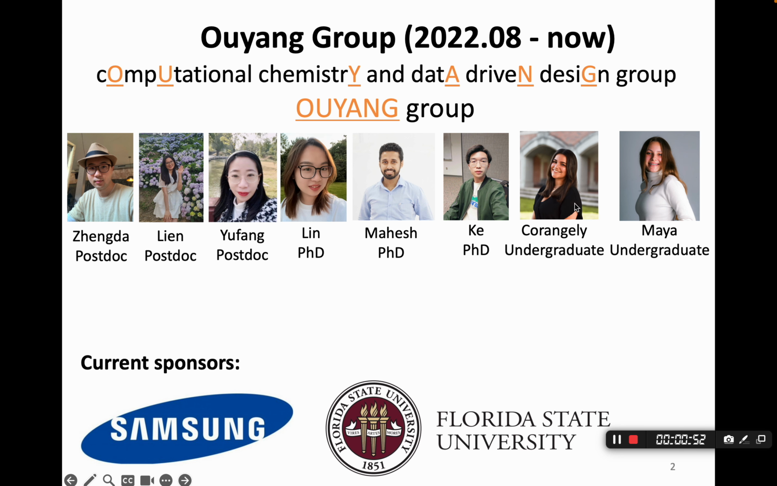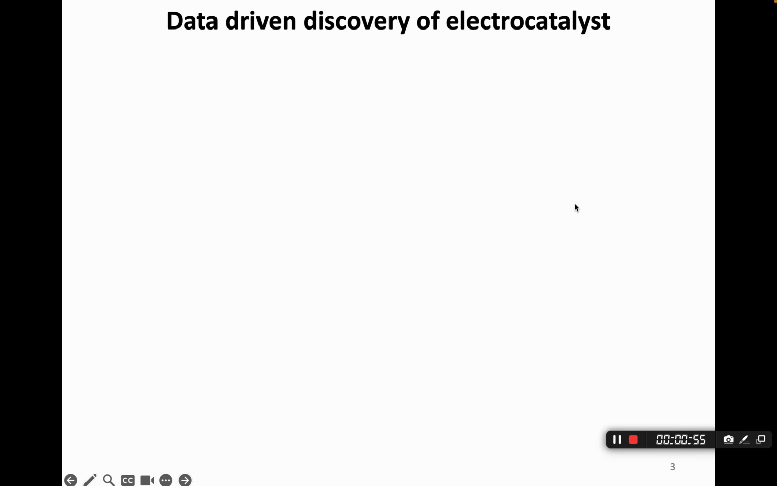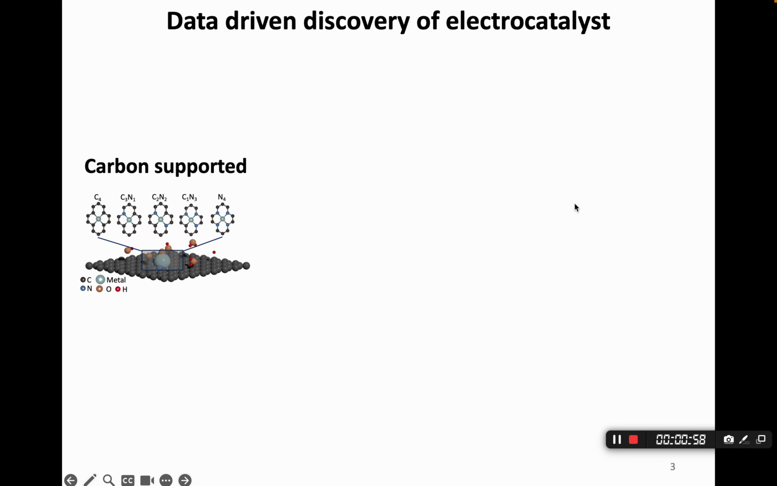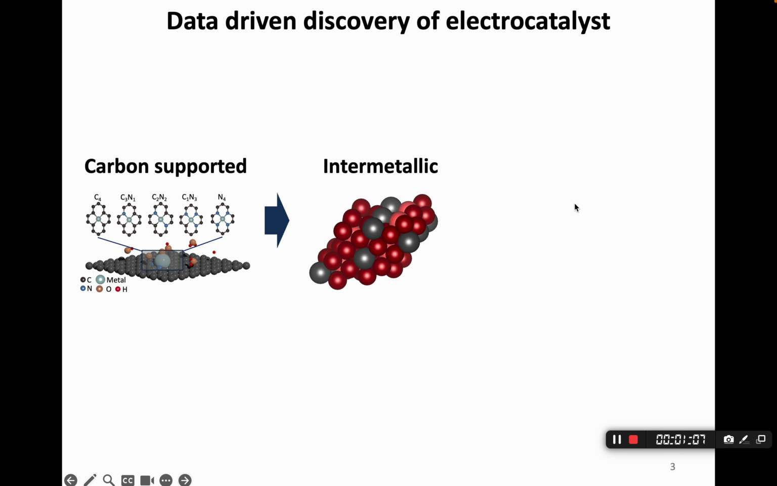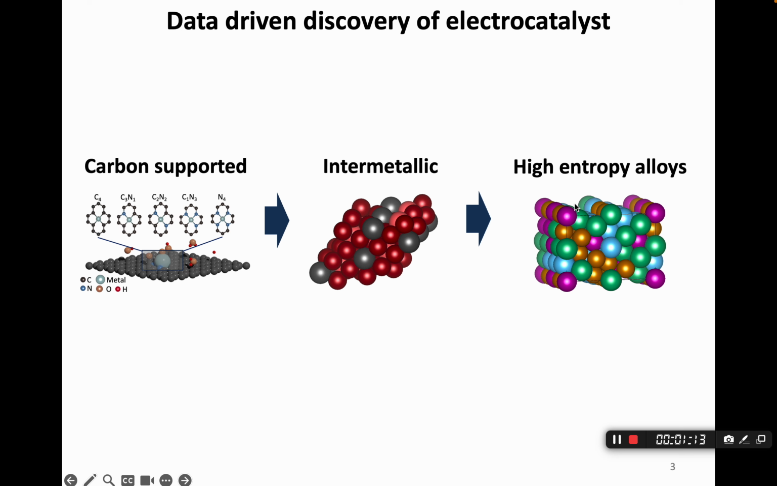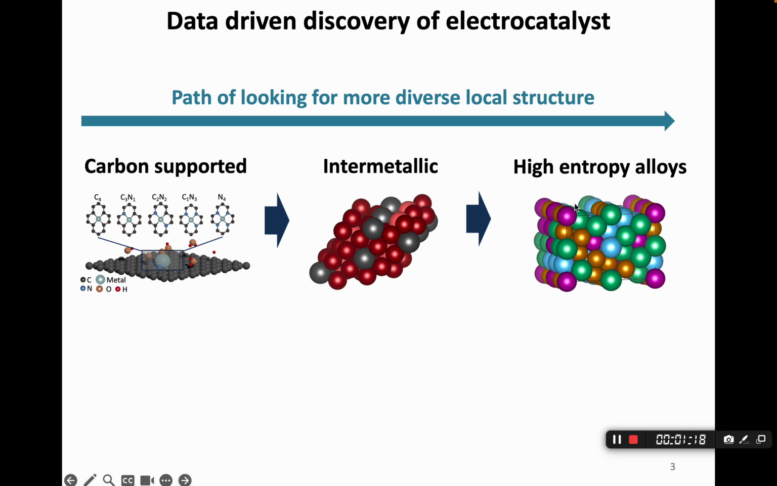4. Okay, so today we're going to start with carbon-supported single atom catalysis, which is just classic single atom catalysis. People have studied that for quite a while. And then we're going to go to intermetallic based single atom catalysis, and also high entropy alloy based catalysis. So it's actually a path of looking for more diverse local structures, and we gradually realized maybe high entropy is more interesting compared with classic carbon-supported materials.